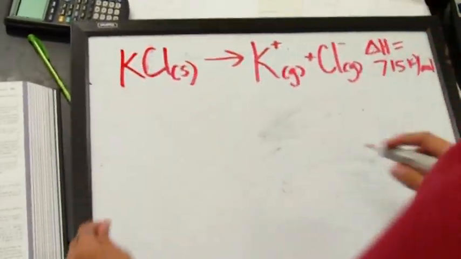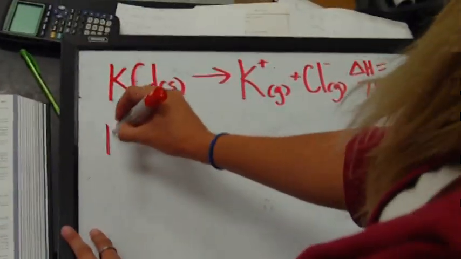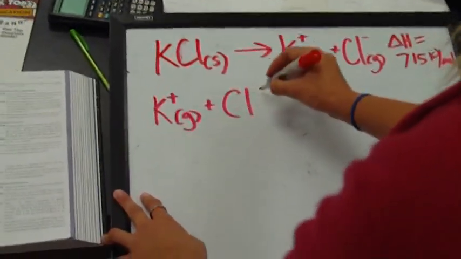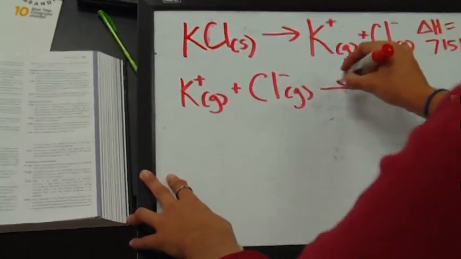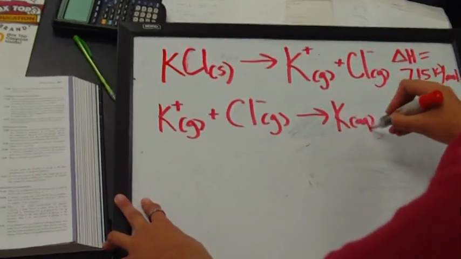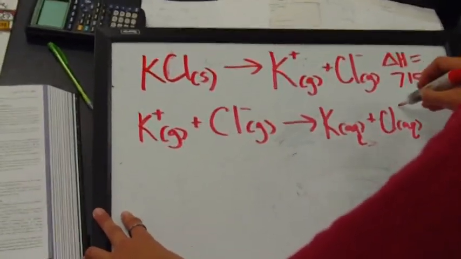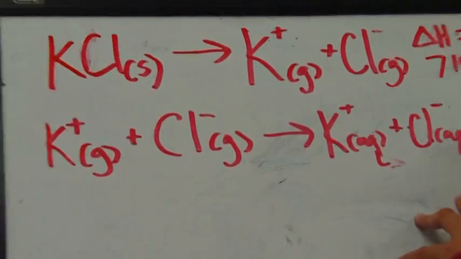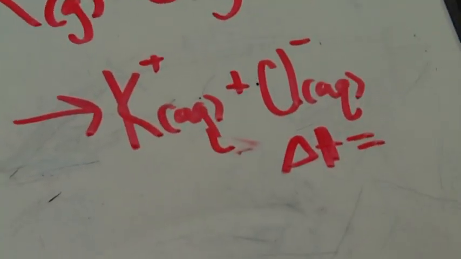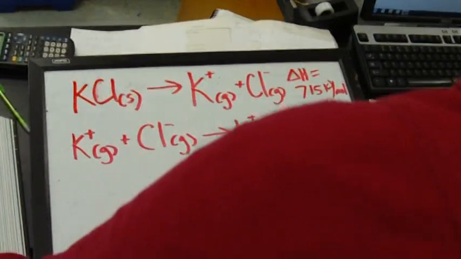Next step is to write out the equation converting the gaseous ions into aqueous ions, so we're going to go like this. And the enthalpy for that equation is going to be equal to the hydration energy, which is given in the problem as negative 686 kilojoules per mole.